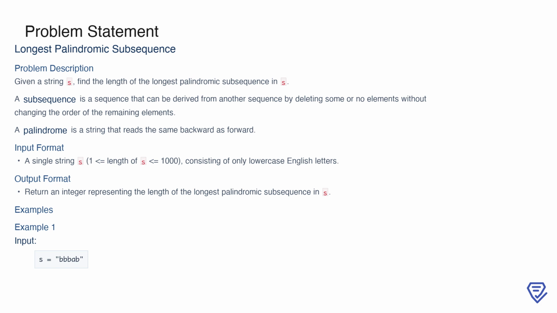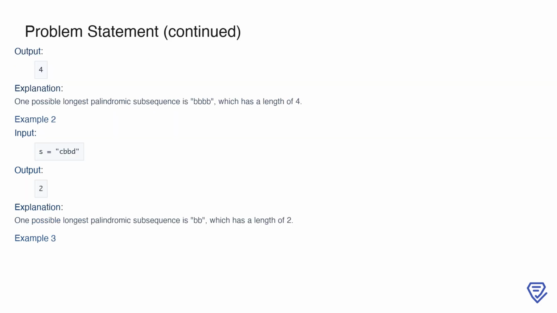To help illustrate, let's walk through some example cases. Take the first example, where the input string is S equals BAB. The output is 4, because one possible longest palindromic subsequence is BBBB, which is derived by removing the last letter A. This subsequence reads the same forward and backward, and its length is 4.